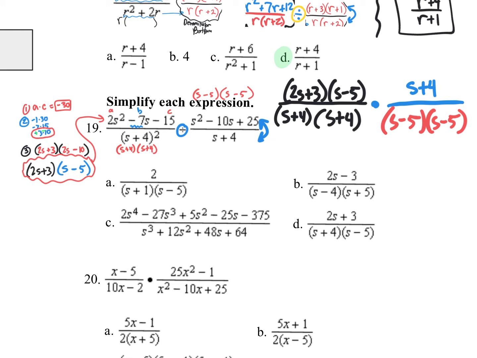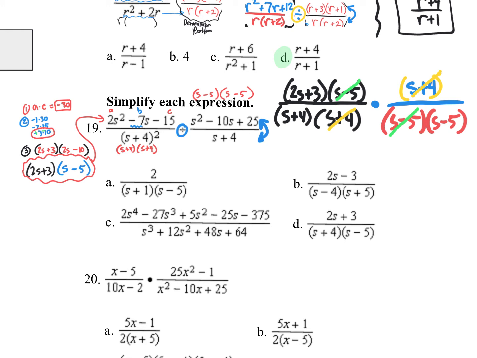So now that we have everything in factored form, now that we have all pure multiplication, now we could start canceling things out. So we see that there's a s minus 5 up here that could cancel with that s minus 5 down there. We also see that there's a s plus 4, the entire binomial up on top, s plus 4, cancels with the s plus 4 down there. And ladies and gentlemen, that is it.